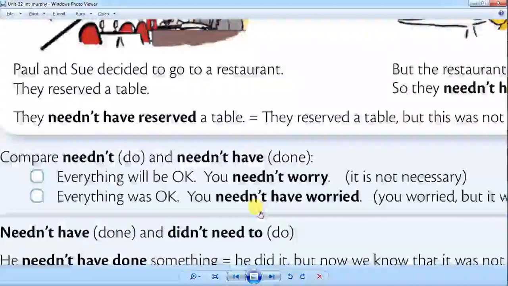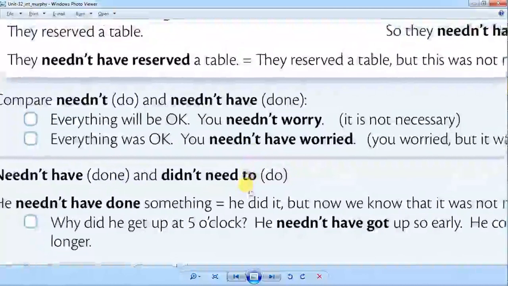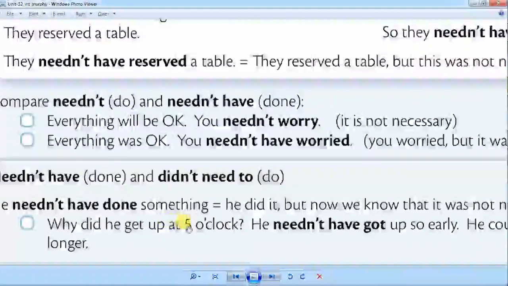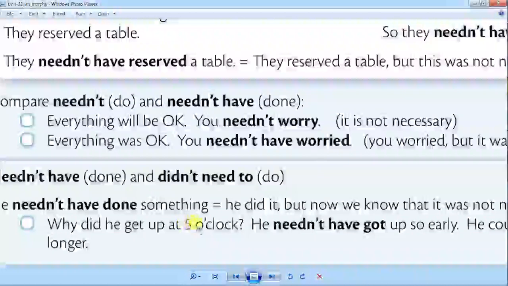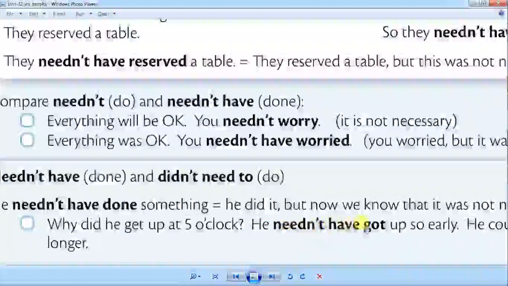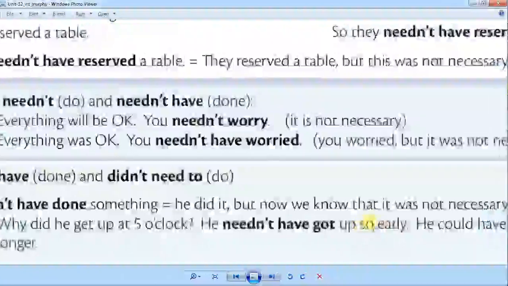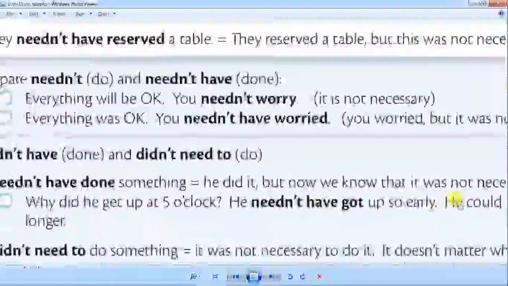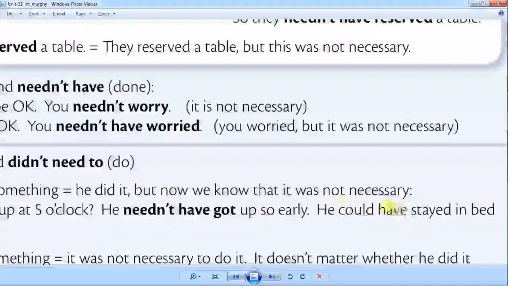Now, why did you get up at 5 o'clock? He got up. He didn't have got up so early. He needn't get up. He didn't have got up. He could have stayed in bed longer. What's he could have stayed? Maybe could have.